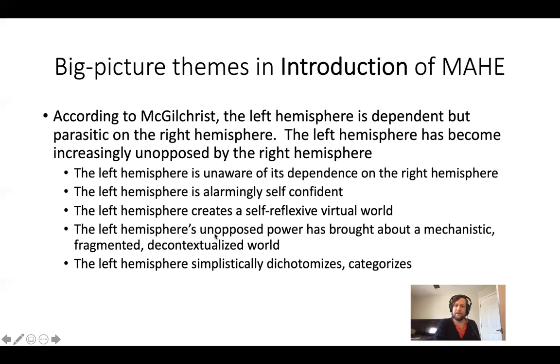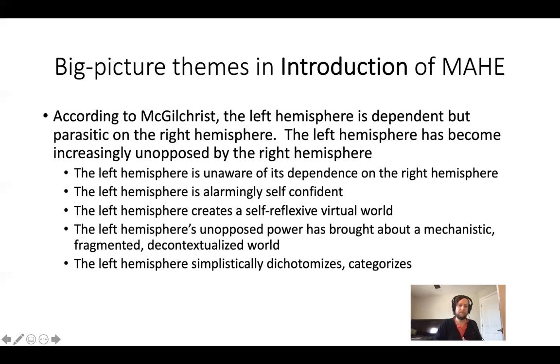The left hemisphere has this approach or attentional state that produces a world which is mechanistic, fragmented, and decontextualized. Right now, these things might not mean a lot. Throughout the course of the book, you want to understand what these terms mean and why he thinks the left hemisphere has these characteristics. Right now, he's just using these kind of vague terms, but he definitely provides more specific examples as we read the book.